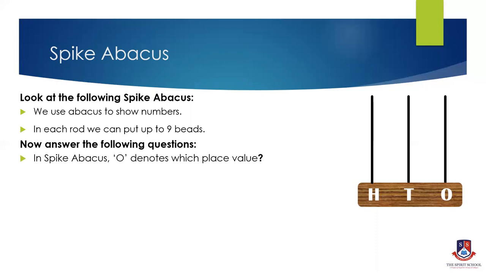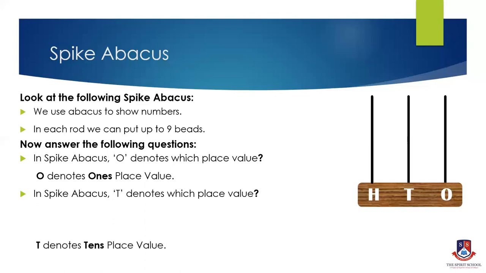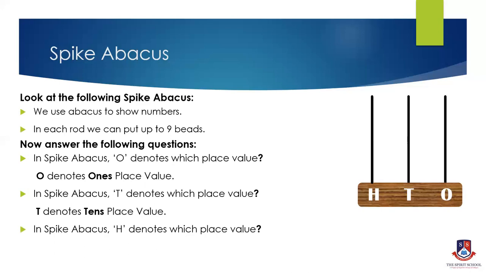So can you tell me the spike which is denoted by letter O represents which place value? Yeah, the place value represented by the spike denoted by O is ones place value. Now move on to the next question. In spike abacus, T denotes which place value? The letter T represents the tens place value, and similarly the H denotes which place value? Here is the third spike, which is represented by H. So the positional value which is represented by H is hundreds place value.